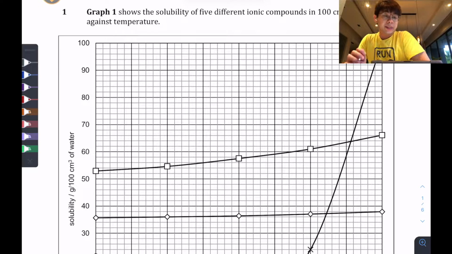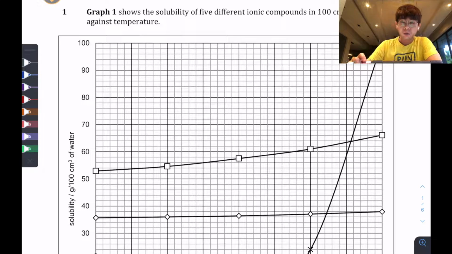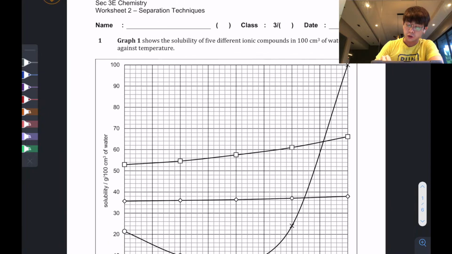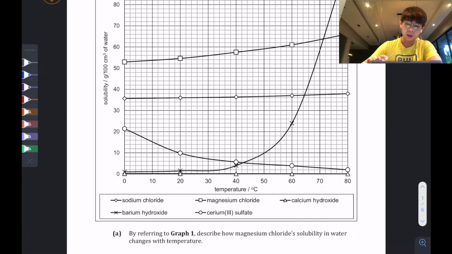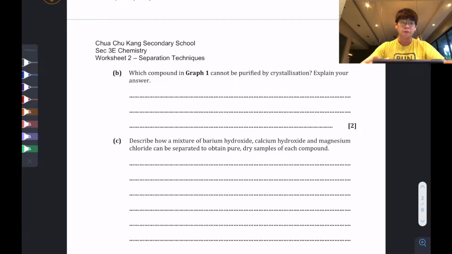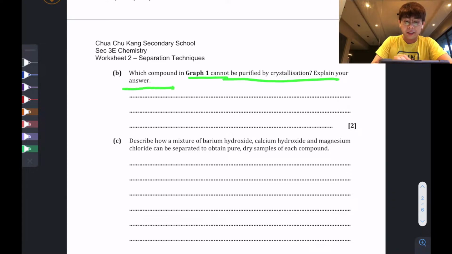Hello everyone, in this video we'll be looking at how to do this graph question over here on the different solubilities of compounds. We'll be skipping straight to part B. Part B: which compound in graph 1 cannot be purified by crystallization?